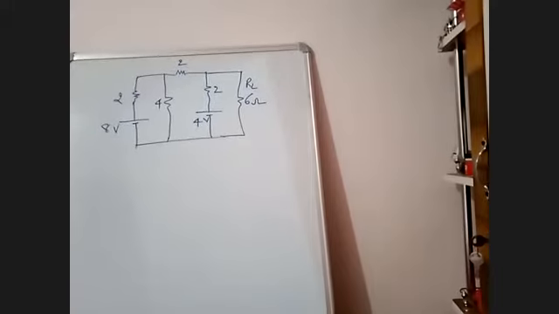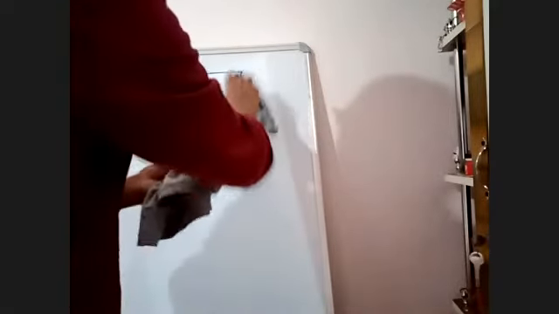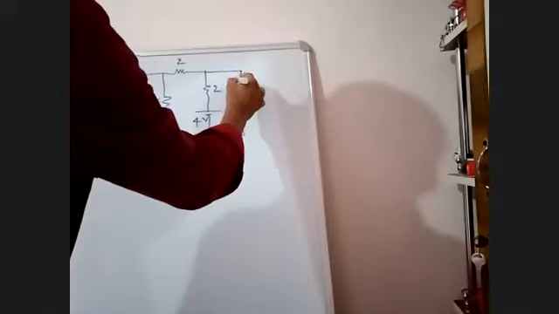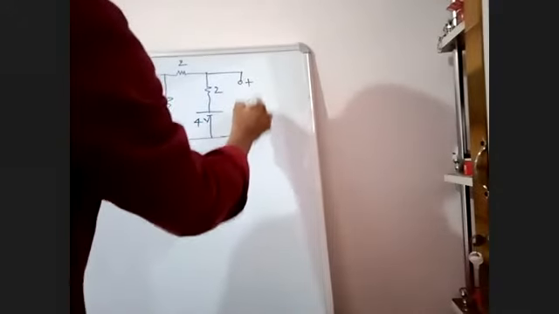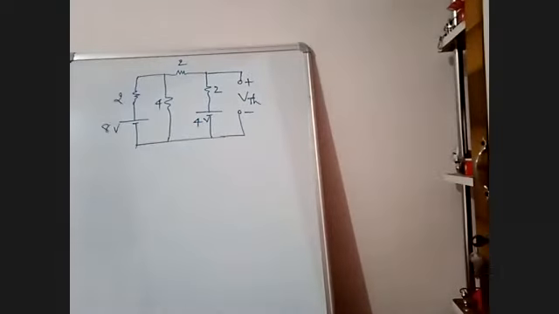Okay, what is the first step we have to do? Remove the resistance in the branch. This is open circuit, not short circuit. We will open the resistance RL. RL, the load resistance, is 6 ohms. Draw one more circuit.